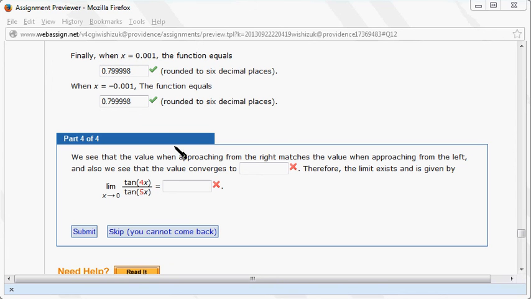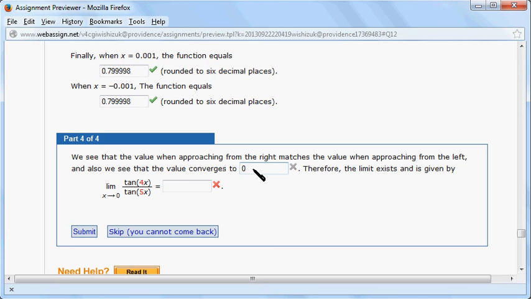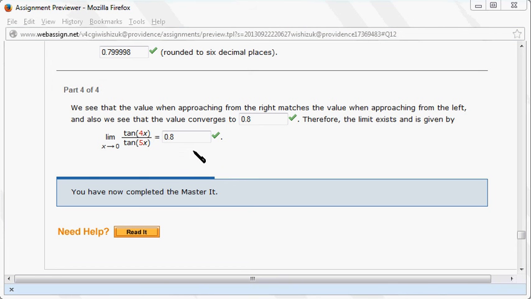All right, part 4. Looking at these example values, we can see that the limit as x approaches 0 converges to almost 0.8. So I'm just going to put 0.8, and the same here, 0.8. Let's check. I submit. Looks like we got this one correctly as well. All right, that's it. I hope that this was clear.